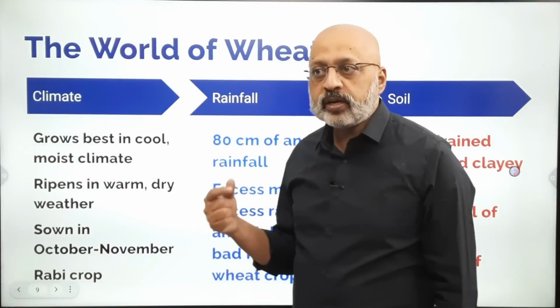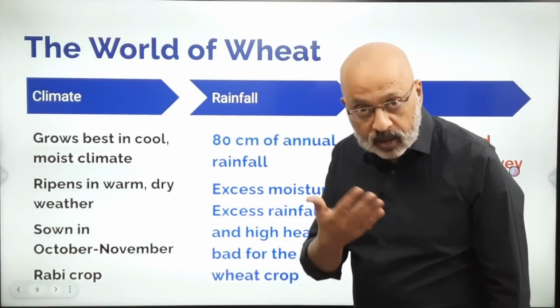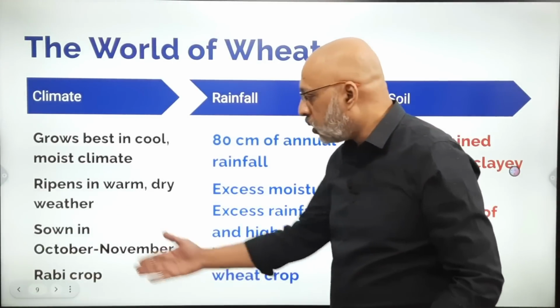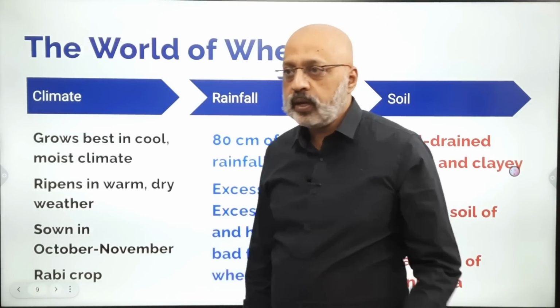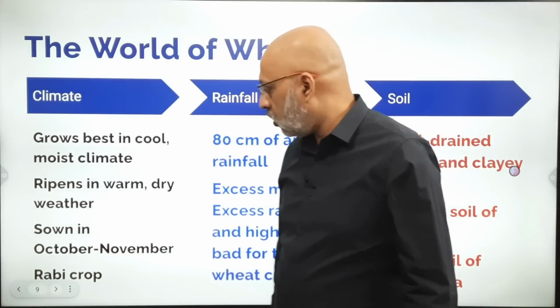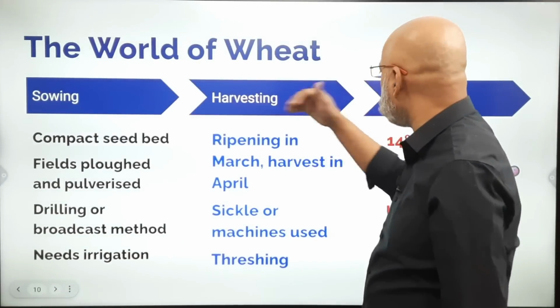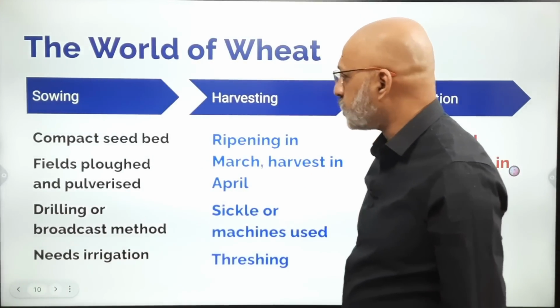The macaroni wheat is what is grown in the black soil of the peninsular part of the country, whereas the common bread wheat is what is grown in the northern part of the country or in the alluvial soil of the Ganges. Now let's look at how the sowing, harvesting and distribution takes place.